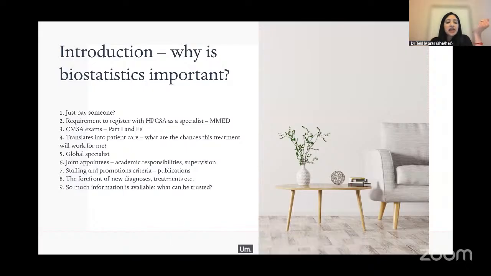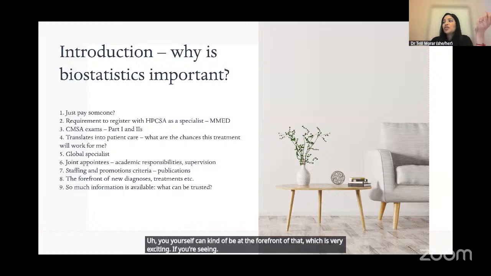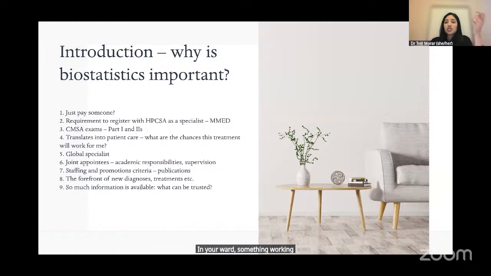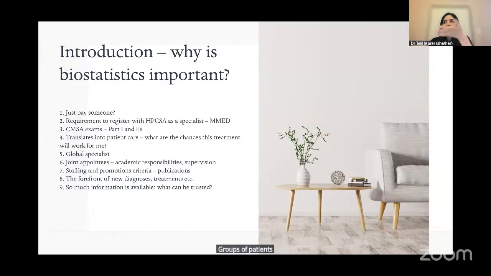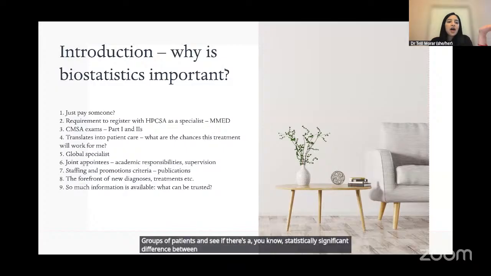And I guess interpreting new diagnoses and treatments, you yourself can be at the forefront of that, which is very exciting. If you're seeing in your ward something working that's not in your guidelines, you can do a quick study and compare different groups of patients and see if there's a statistically significant difference between them.